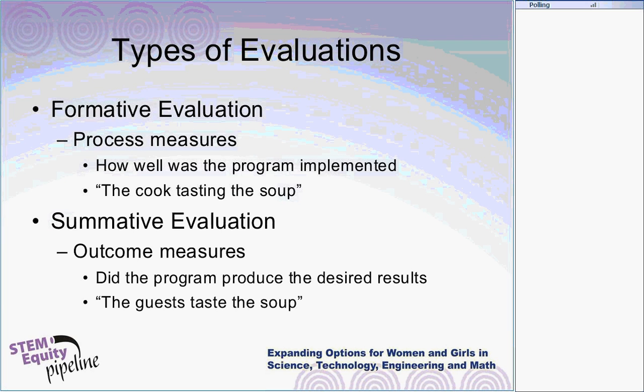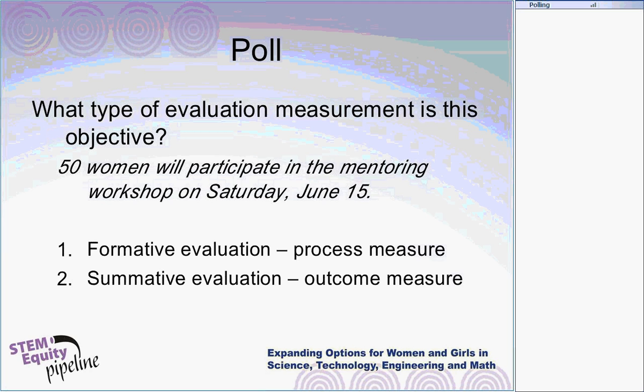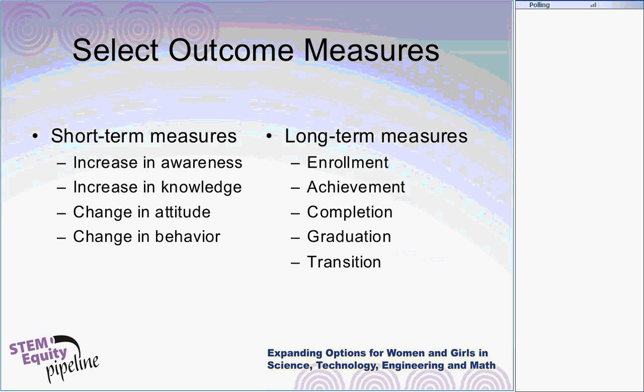They're different. I'm going to go now to a poll, and I want you to tell me what type of evaluation measurement this objective is: 50 women will participate in the mentoring workshop on Saturday, June 15th. Is that a formative evaluation? Are we measuring process here, or is this a summative evaluation? Would you consider this to be an outcome, an effect of the activity? Greg will pop the poll up on the right-hand screen in just a minute, and you can answer the questions. But I'm going to go ahead and move on and talk about the next screen while you're doing that.